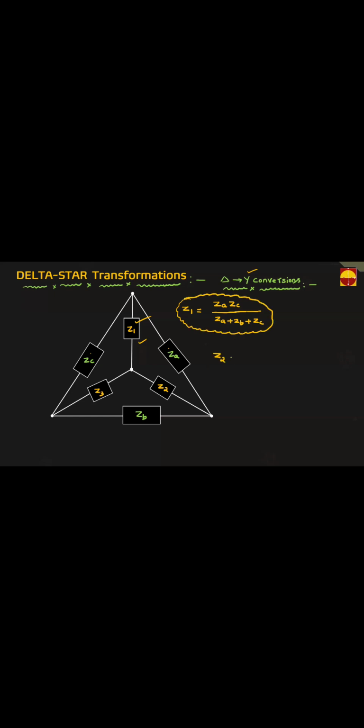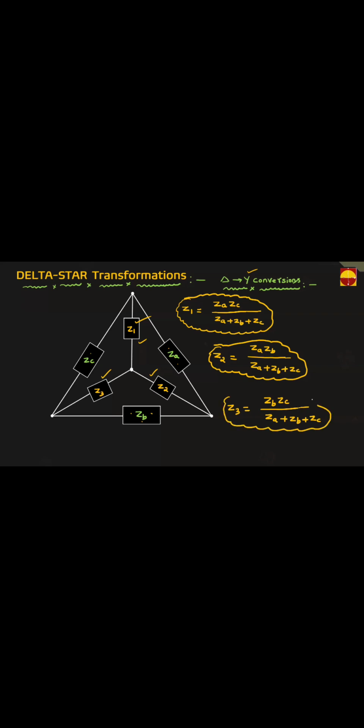Then what is Z2? To calculate Z2, product of opposite, ZA into ZB, ZA ZB by the total impedance ZA plus ZB plus ZC. This is the Z2 calculation of impedances in star connection. Then how to calculate Z3, students? To calculate this Z3 impedance, product of opposite, ZB into ZC, ZB into ZC by ZA plus ZB plus ZC. These are the impedance calculations.